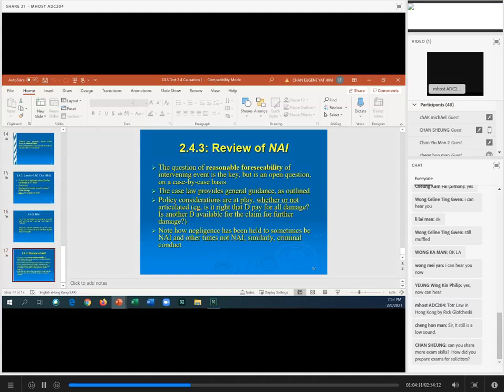So let's have a quick review of Novus Actus Interveniens. Remember, it's a question of reasonable foreseeability if there's more than one possible cause of the damage to the plaintiff. The court will look to see whether the second event was reasonably foreseeable. If it is reasonably foreseeable, the first cause remains the effective cause. But if the second event was not reasonably foreseeable, as in Knightley and Johns, where it was not reasonably foreseeable that the police would make so many errors, then that broke the chain of causation. So it does depend on the facts of each case. It is an open question, so you have to look at it on a case-by-case basis.